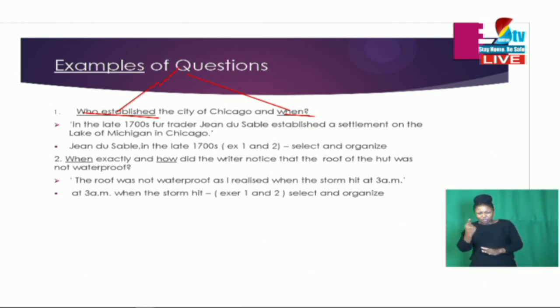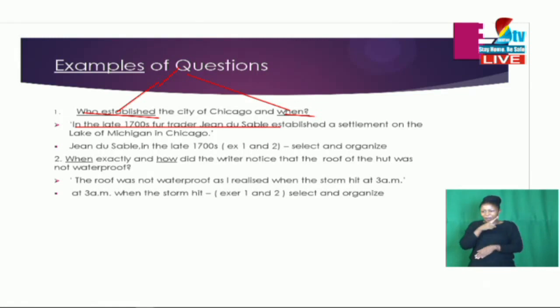So if we go to this scenario here, it says in the late 1700, fur trader Jean Disciple established a settlement on the Lake of Michigan in Chicago. I am sure you are noticing here that they have given us the period first and they have given us the person later. So you are not going to lift it exactly as it is. Like we have said that on top of the selection, you also need to organize your work as per the demands of the question. So now you are going to go back to the text and you pick the person who established the city of Chicago. In this instance, it is Jean Disciple, as you can see in our response here. And when we get that it is in the late 1700. So you select and organize according to how the question has been asked.